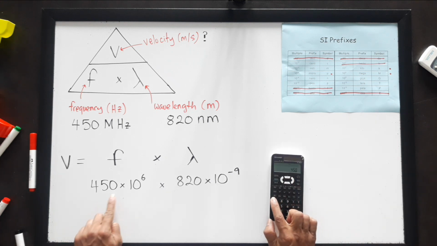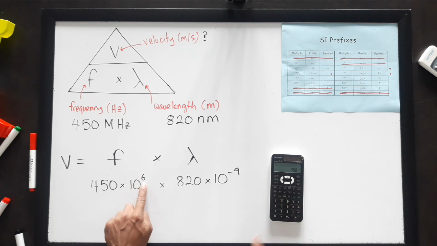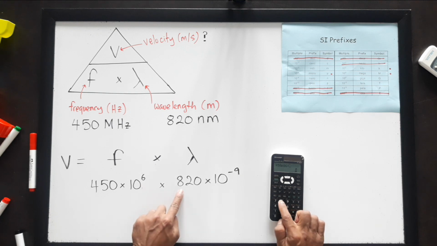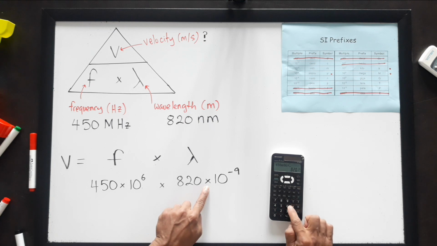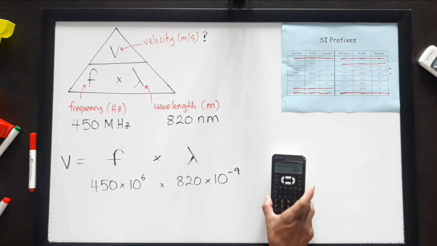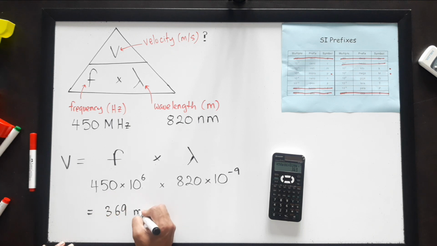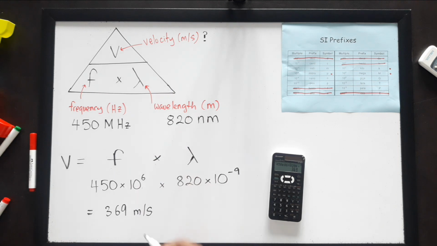450 multiply, when you see the multiply by 10 to the power something, you press the exp, press positive 6, multiply by 820, exp negative 9, and we got a nice number. Looks like 369 meters per second, because velocity is measured in meters per second.